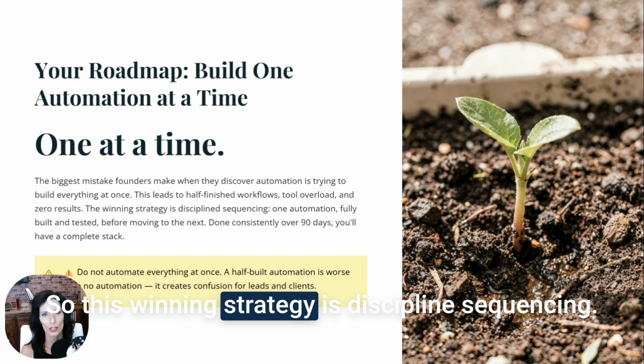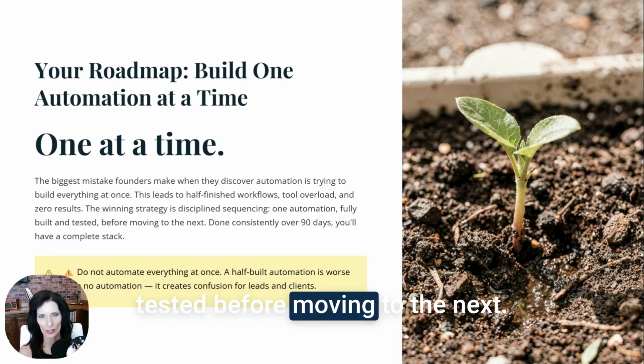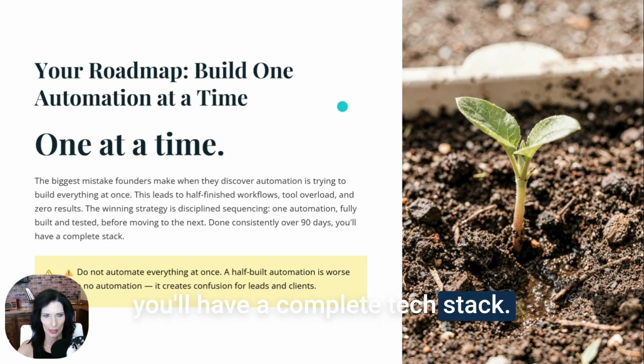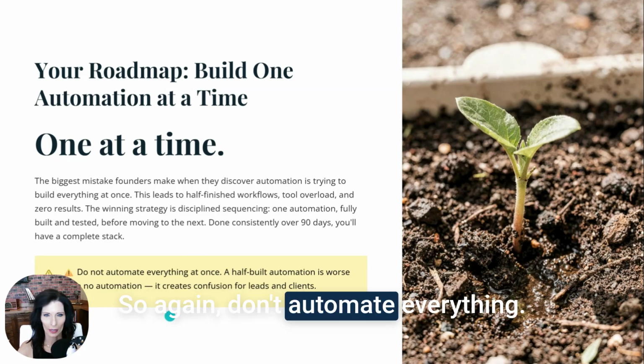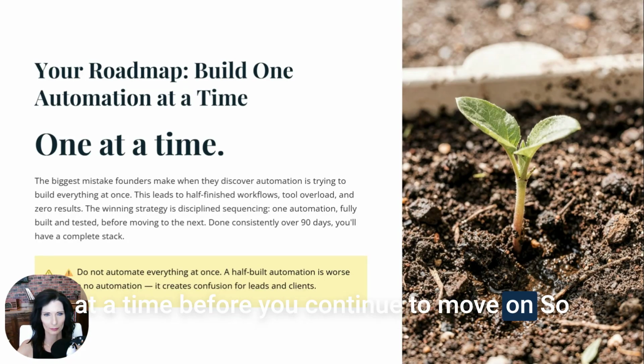So this winning strategy is disciplined sequencing. One automation, fully built out, fully tested before moving to the next. Done consistently over 90 days, you'll have a complete tech stack. So again, don't automate everything. You want to have one fully built out system at a time before you continue to move on.